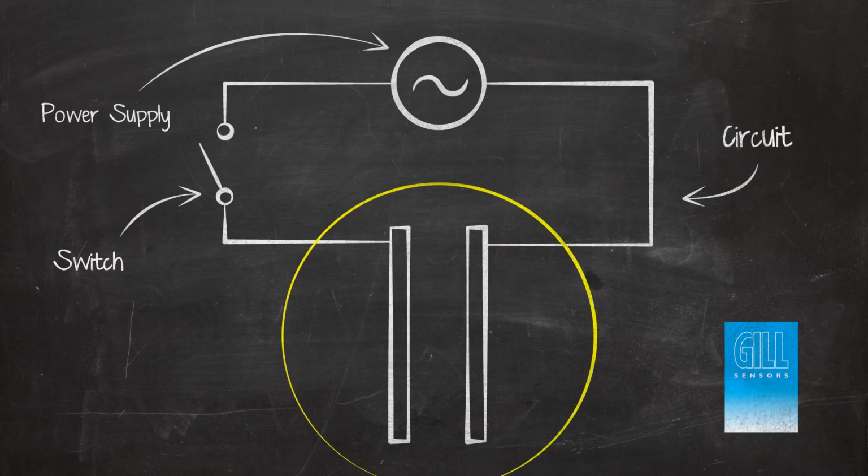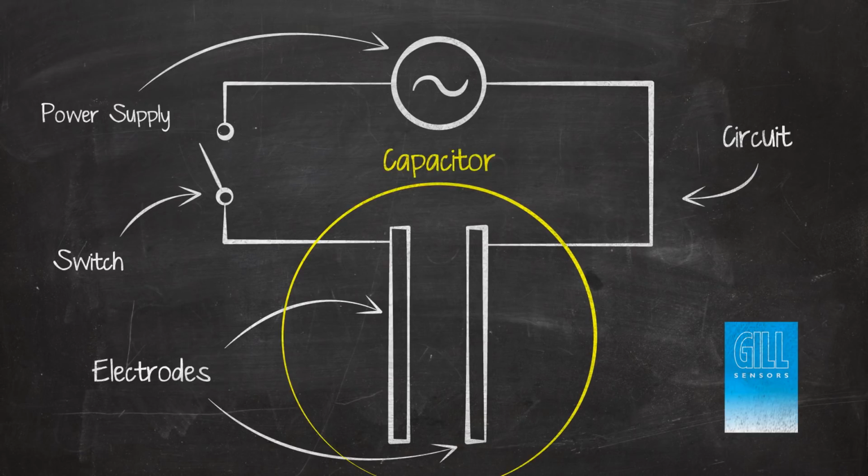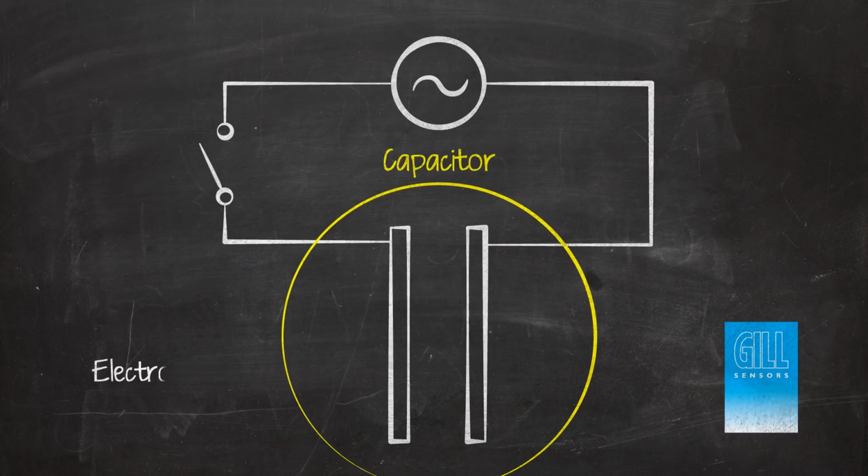A capacitor is formed by two electrodes, electrically insulated from each other. The electrodes themselves must be conductive and are typically made from metal. They can be any shape, though two parallel plates are easiest to visualize.